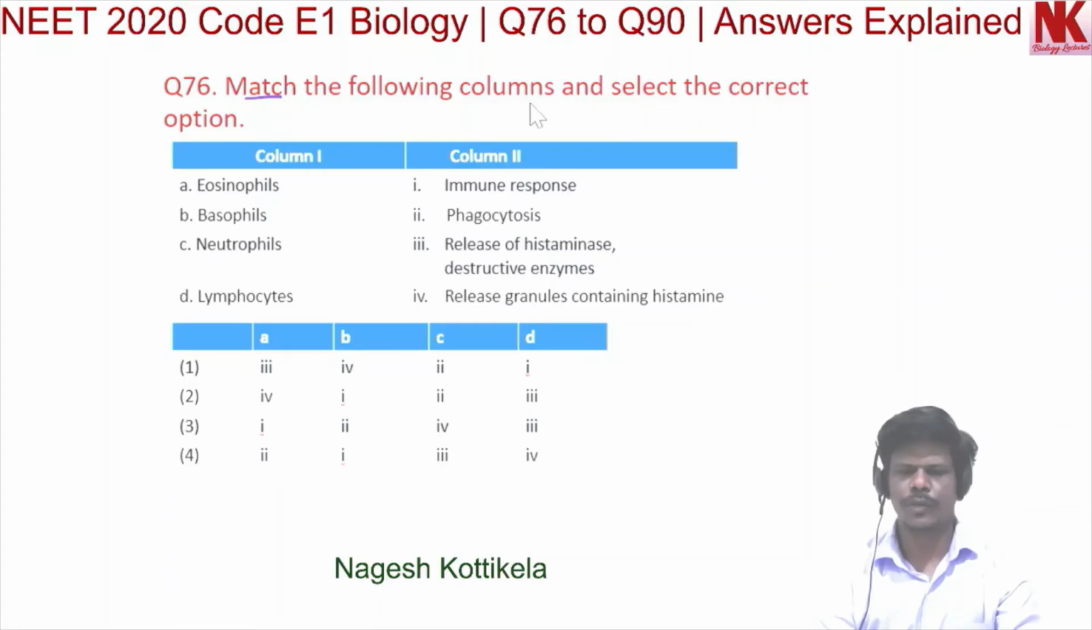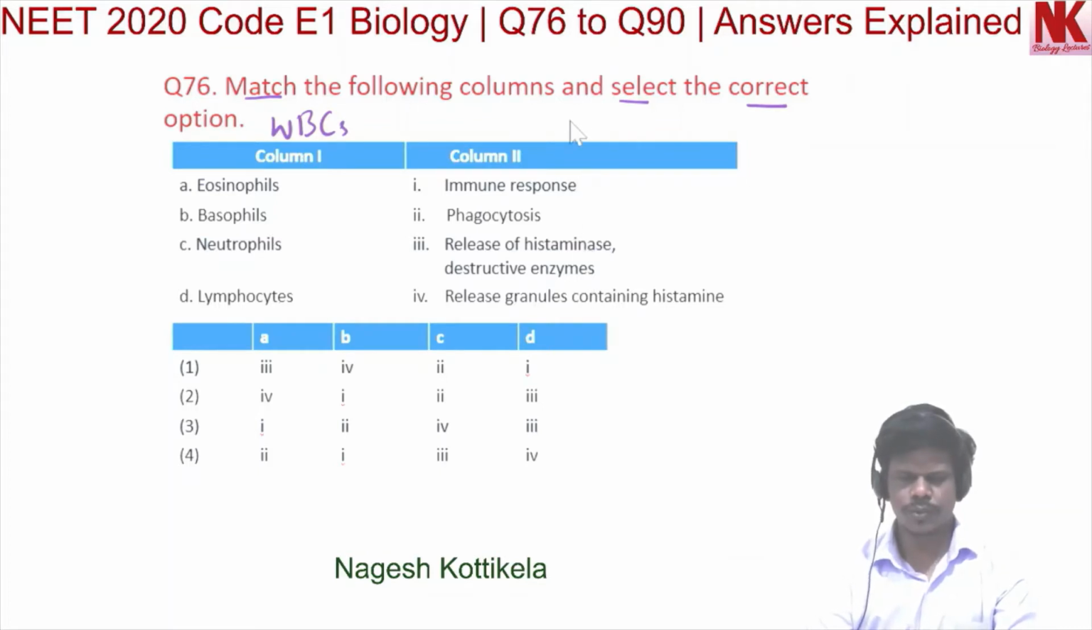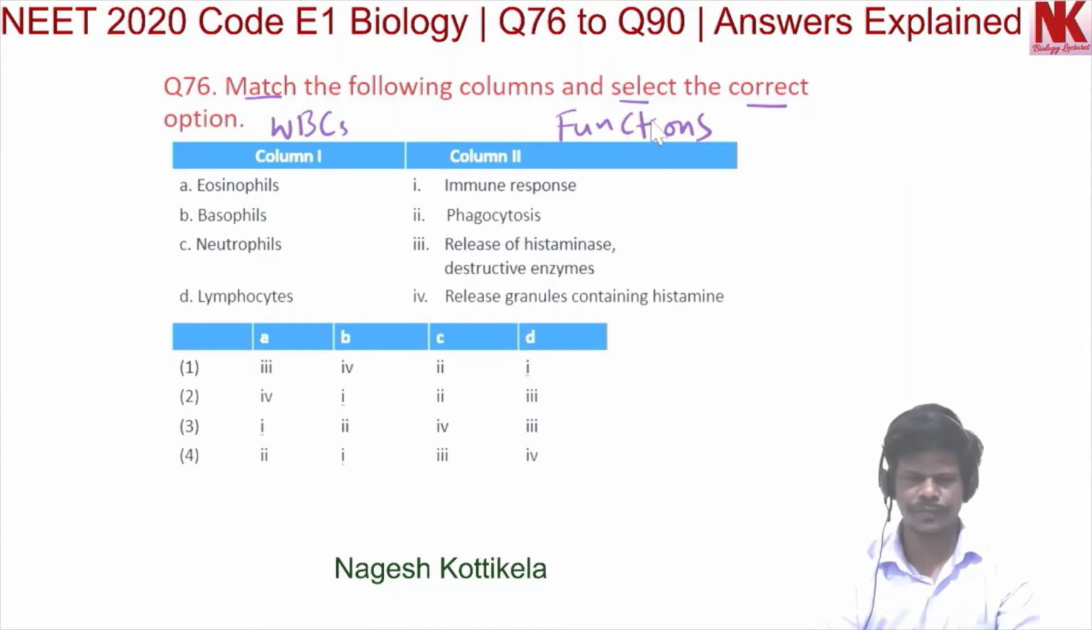Question number 76. Match the following columns and select the correct option. In column 1, various types of WBCs are given, and in column 2, the functions of the given WBCs are mentioned. Now we have to match these two columns.